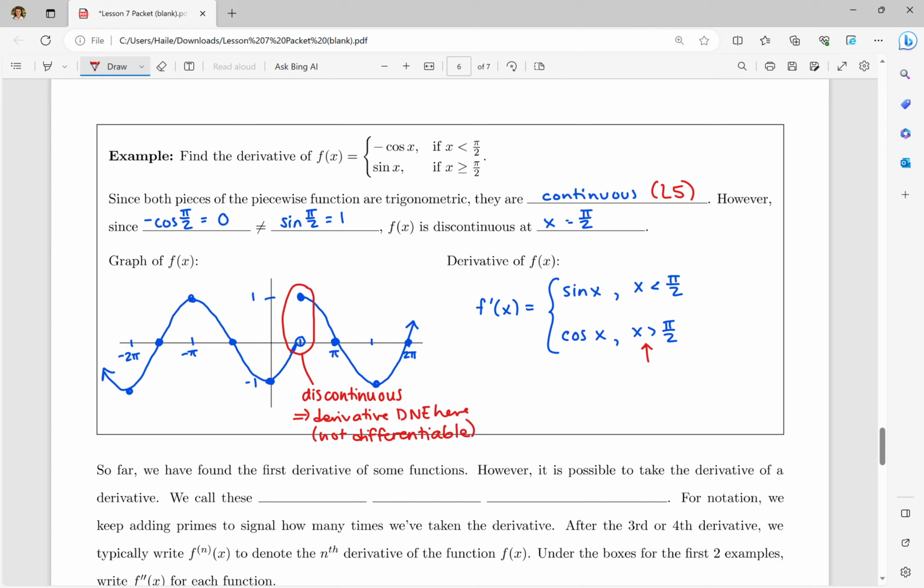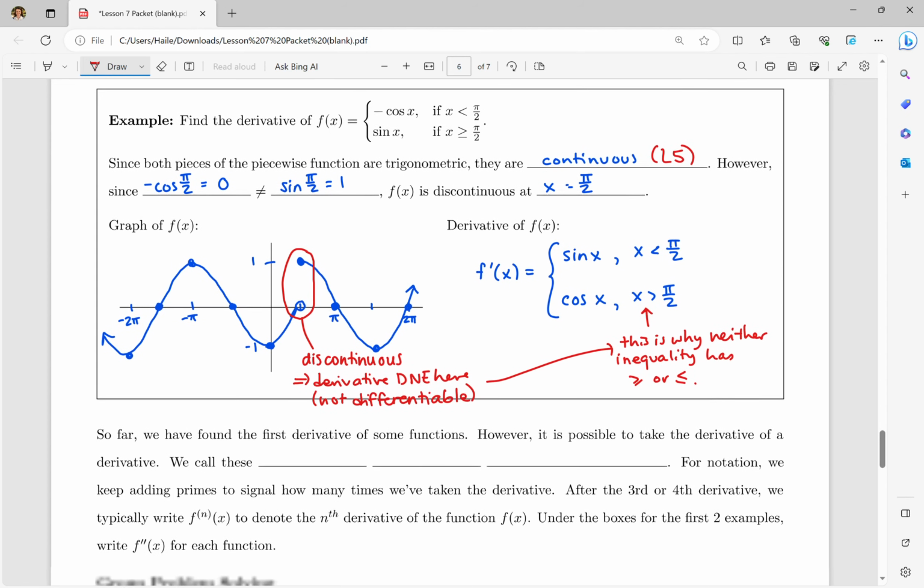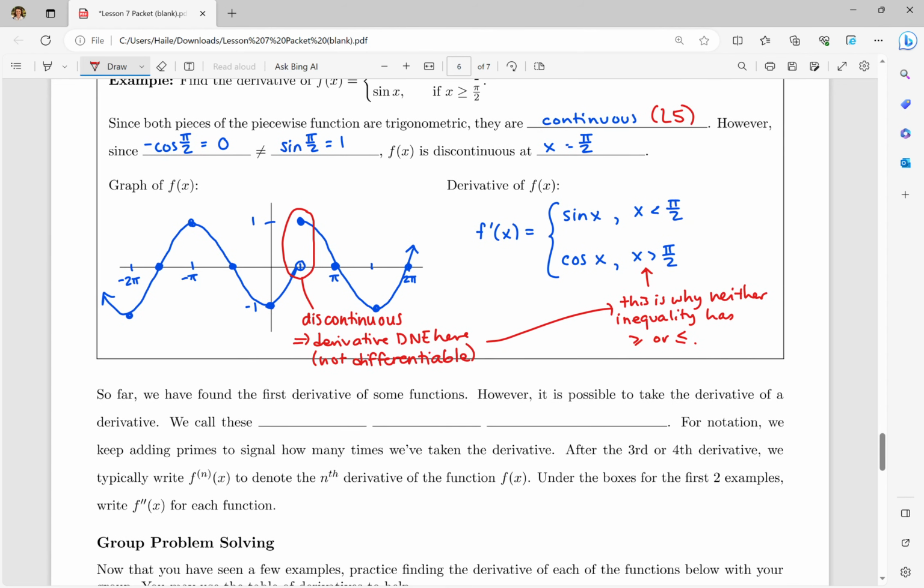Okay, so if the derivative does not exist, we can't have an equal sign on the inequality at pi over 2, because it's not defined there. So this is why neither inequality has an equal sign. Okay, so that can be kind of tricky, so if that's confusing, make sure you're asking questions.